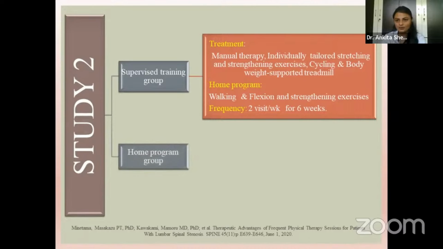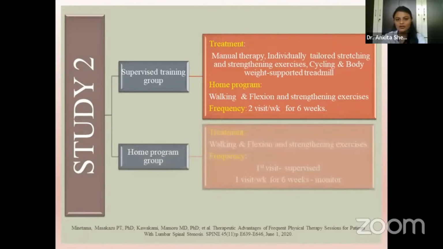The second home program group, they were called on the very first day, where they were taught walking with flexion and strengthening exercises, which was done under the supervision of a therapist. Whereas for subsequent weeks, the patient was supposed to come 1 visit per week, where the therapist only monitored all the exercises and encouraged them to do their home program continuously for 6 weeks.